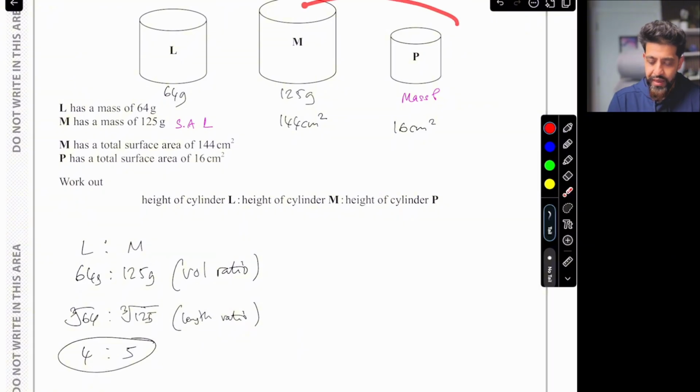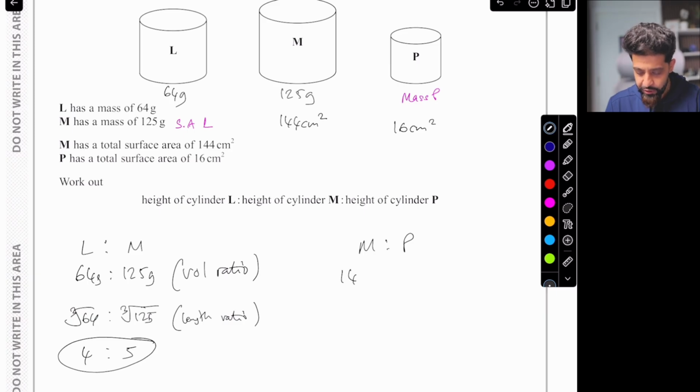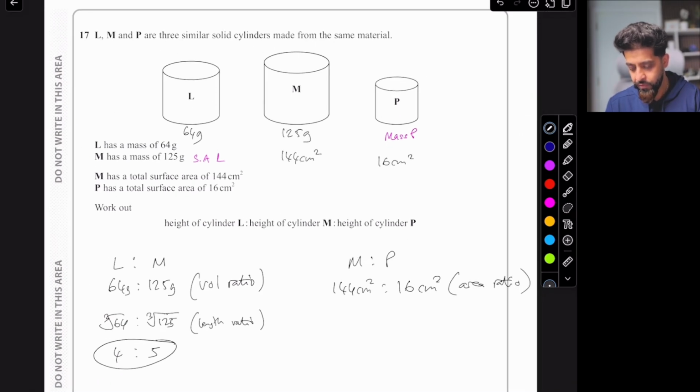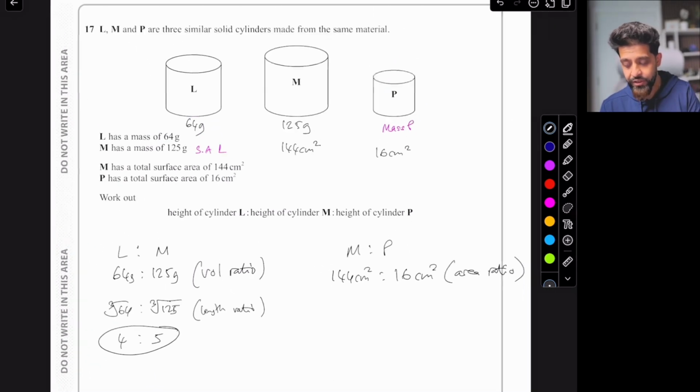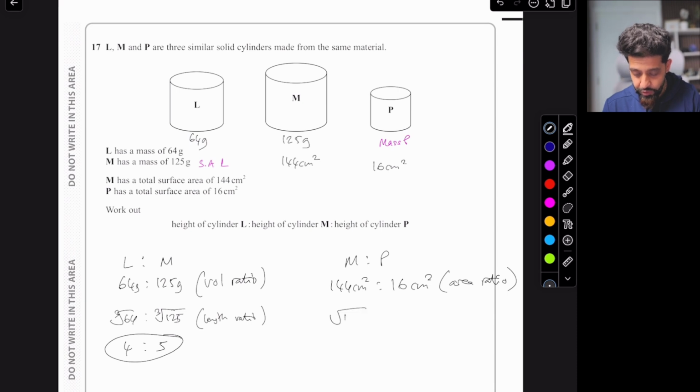Then use M and P, which is your area. Between M and P, you've been given 144 centimeters squared and 16 centimeters squared, and this is your area ratio. Now, how do you get from area ratio to length ratio? You square root it. And that gives you 12 and 4, and that's your length ratio.